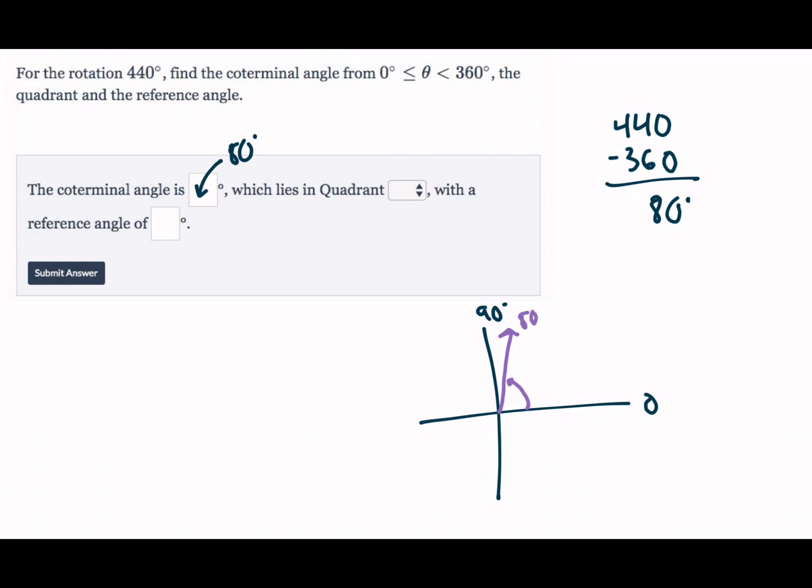Okay. And then our reference angle, we want to know the distance from the x-axis to the angle. So this one's easy because it's between 0 and 80. So that distance there is just 80 degrees. So the reference angle for this is 80 degrees.